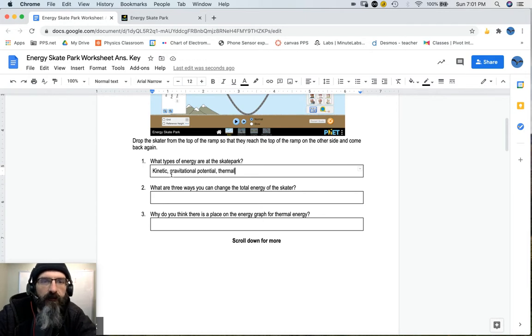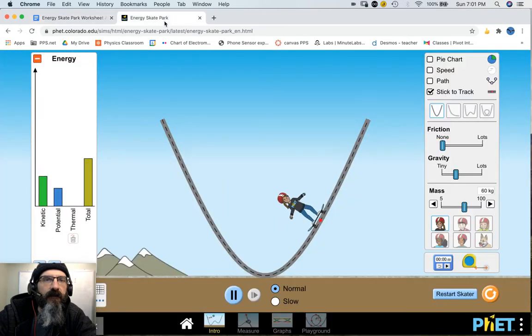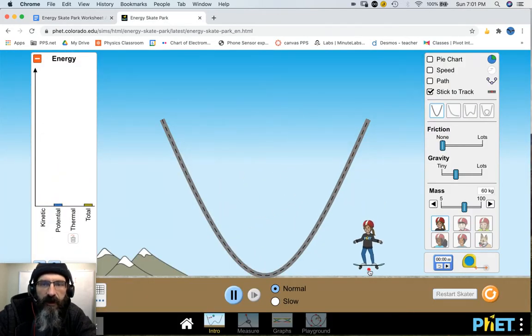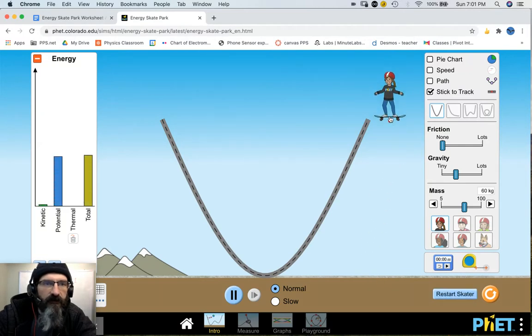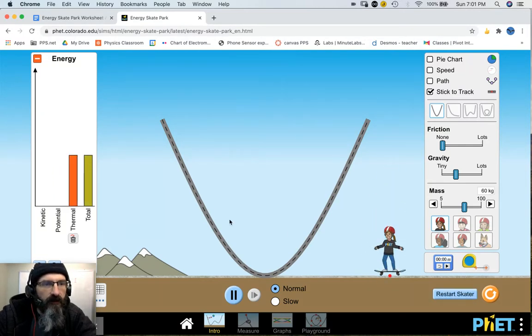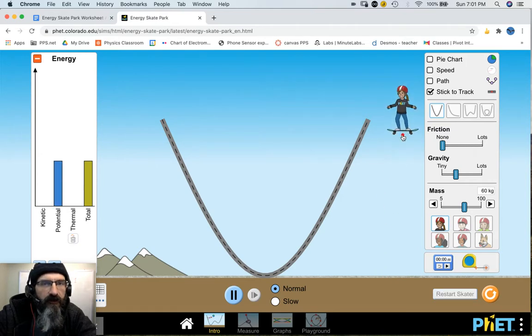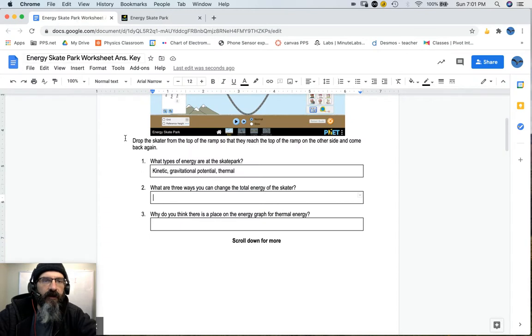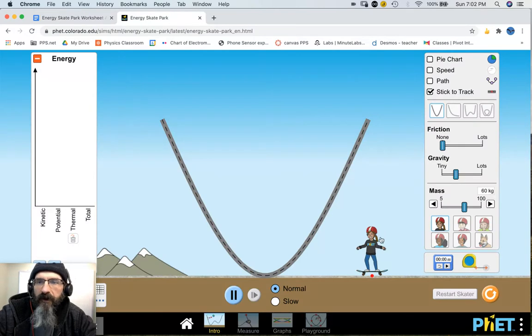Maybe it'll show up. What are 3 ways you can change the total energy of the skater? Well, let's see here. I'm going to try to grab my skater. And I notice, first of all, when I lift the skater up, oh, there's the thermal, their total energy increases the higher they are. So that's one way. Let's go back here and type height above ground. What's another way? I asked for 3 ways.